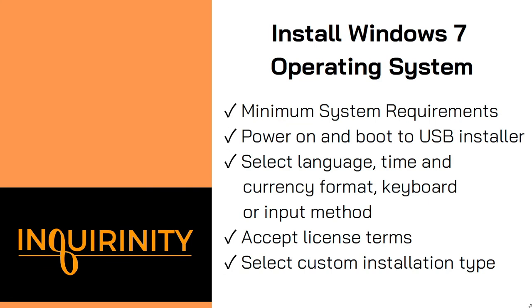In this video, we have gone through the installation of Windows 7 operating system. So we have discussed the minimum system requirements. We have powered on our VM and booted to the USB installer. We have selected our language, time and currency format, or keyboard, our input method. We have accepted the license terms, and we have selected the custom installation type.